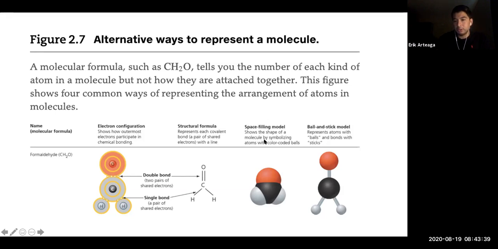So here we have a space filling model, which shows the shape of a molecule by symbolizing atoms with color-coded balls. Here we have oxygen, which is a little bit bigger than carbon, and then we have hydrogen, which is going to be the smallest atom that we see. Okay, so we have a carbon atom, oxygen atom. Actually, the oxygen and carbon atom are about the same size here, which I don't like. It's fine. So this is a ball and stick model showing the arrangement of that CH2O molecule. Okay.